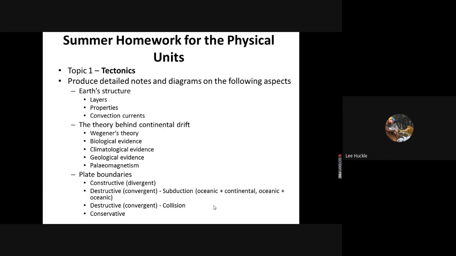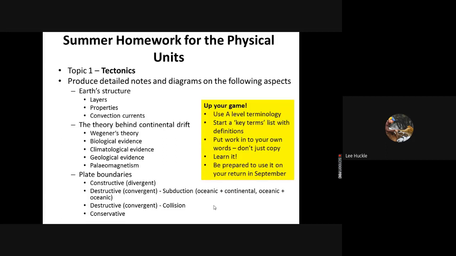Point 3 is plate tectonics. It is much more complex now you get to A level than GCSE. We want you to look at the constructive, which is divergent. We want you to look at the destructive, convergent. We want you to look at subduction, destructive, collision, and conservative. You can see there are some new names thrown in there. So that's your summer work for the physical units. Time to up your game then. Start to use the A-level terminology within your notes.